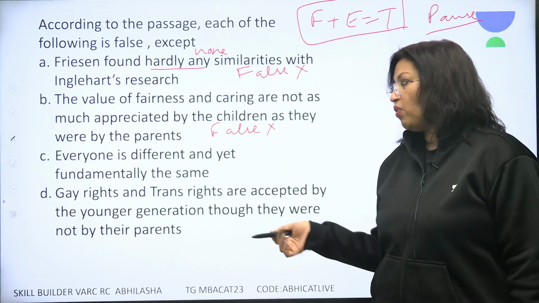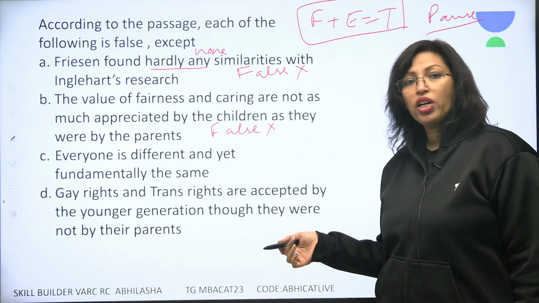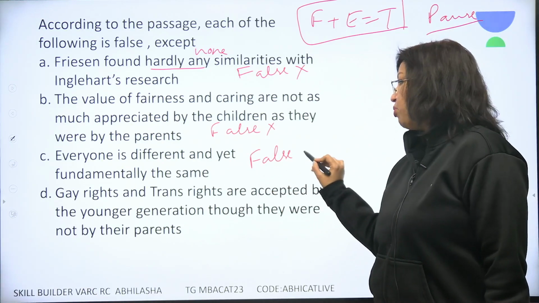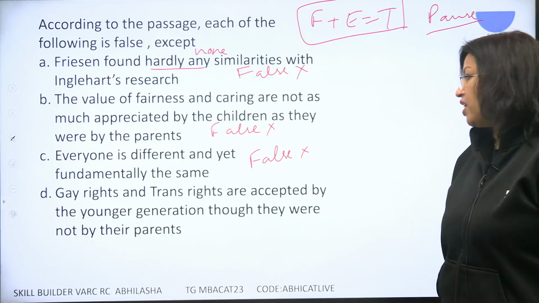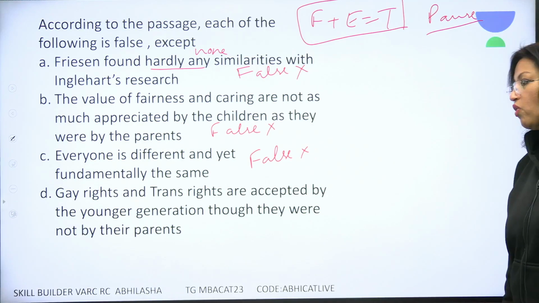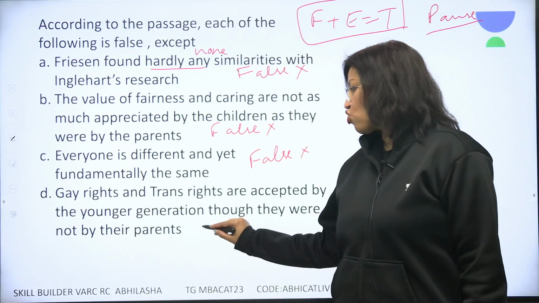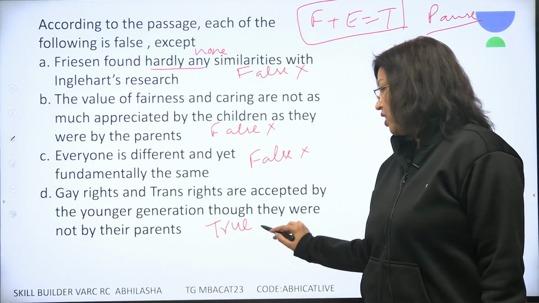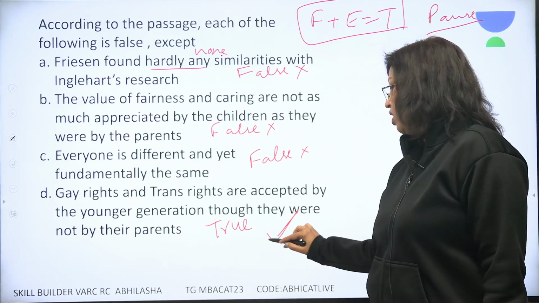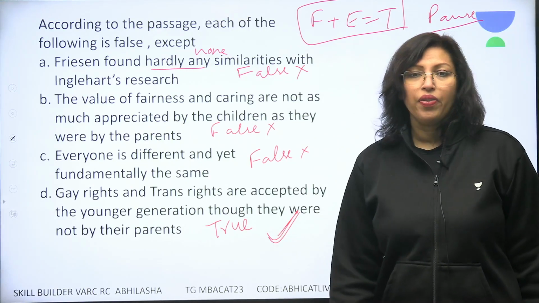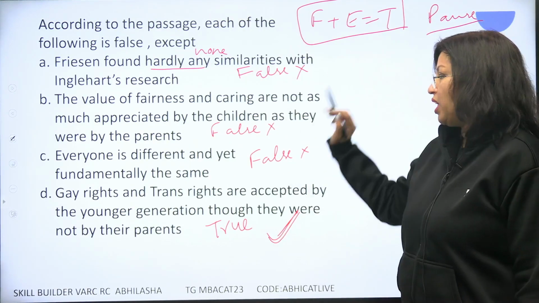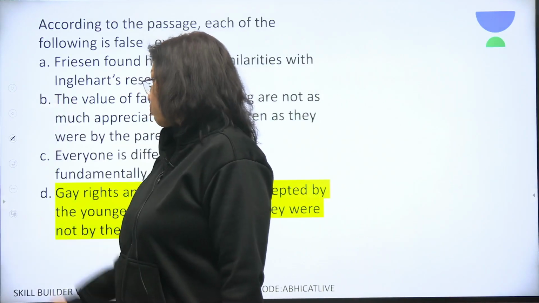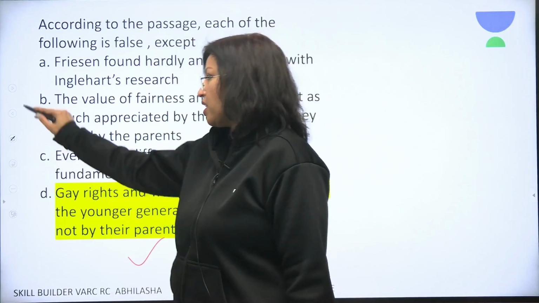But is everyone fundamentally the same even though they are different? The passage does not say that, so false. Eliminate. Gay rights and trans rights are accepted by the younger generation, though they were not by their parents, is true according to the passage. Just the last part of the passage said it. And therefore, the correct answer will be D, guys. Okay? I hope you got that. So, eliminate. Whatever is remaining is the correct answer. So, D is the correct answer.